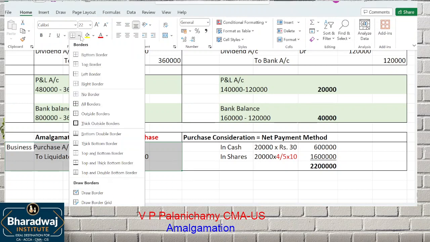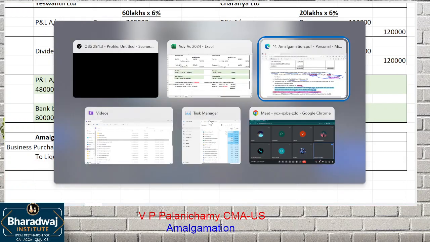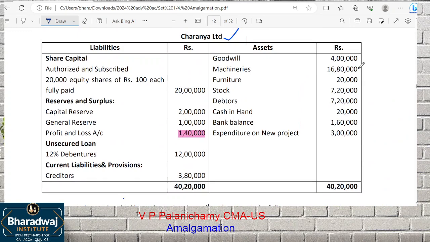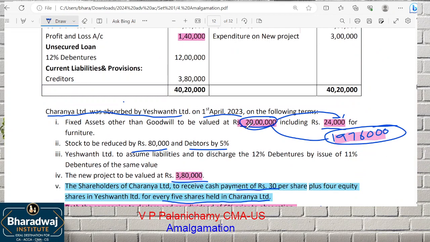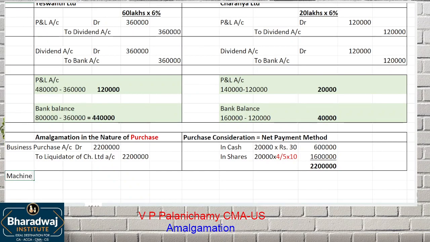And please remember, the dividend has been paid before amalgamation itself. What is the bank balance? 40,000. While recording the assets, record them at revised value. Selling company-owned assets should be taken at revised value. Goodwill will be a balancing figure. Machinery revised value is 20 lakhs, of which 24,000 is furniture. Now the balance is 19 lakhs 76,000. Machinery account debit.